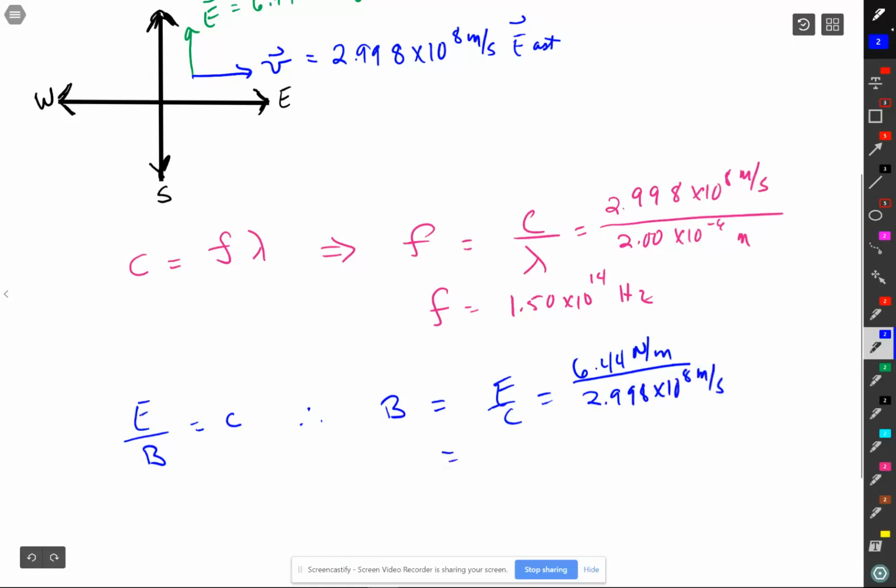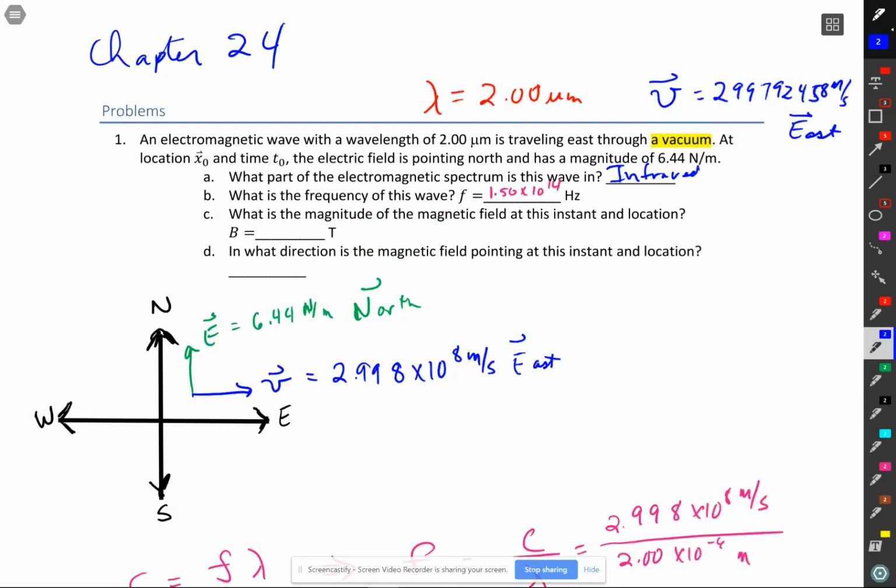And that gives me a magnetic field with a strength of 2.15 times 10 to the minus 8. Now, if you look at that, that's going to give me units of newton seconds per coulomb meter, or teslas. So there's my magnetic field, 2.15 times 10 to the minus 8 teslas.